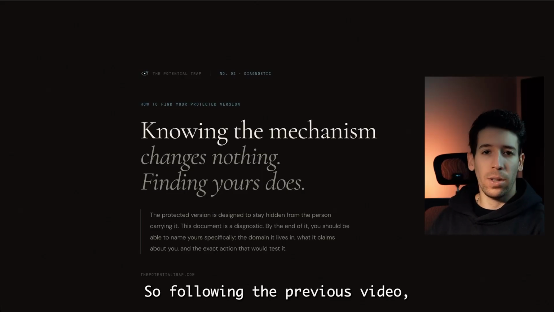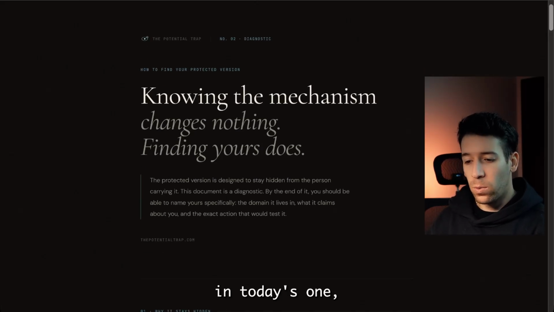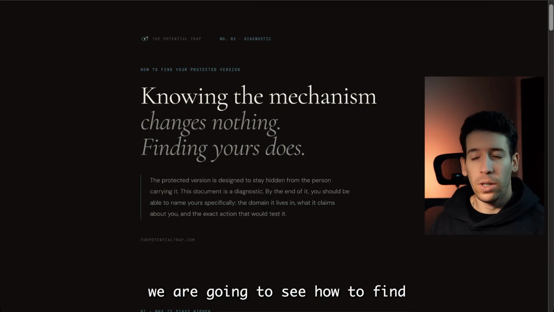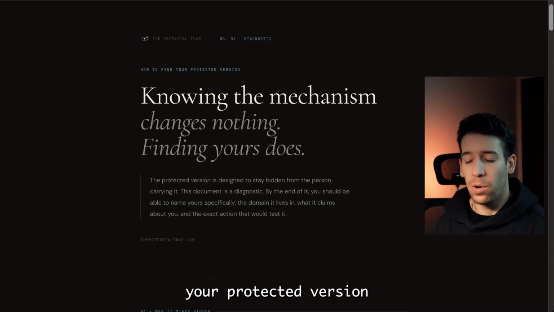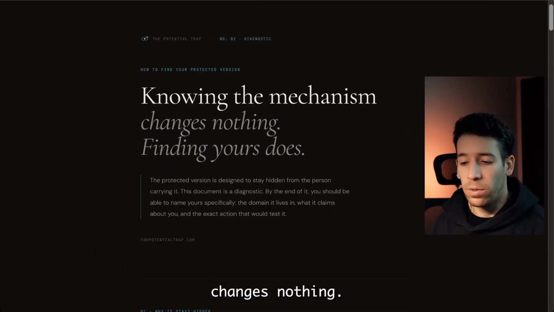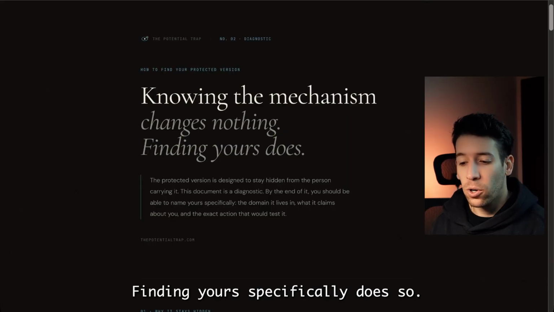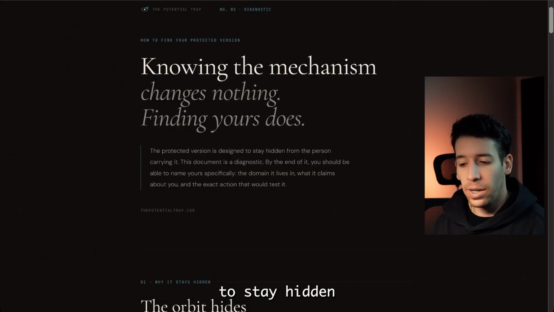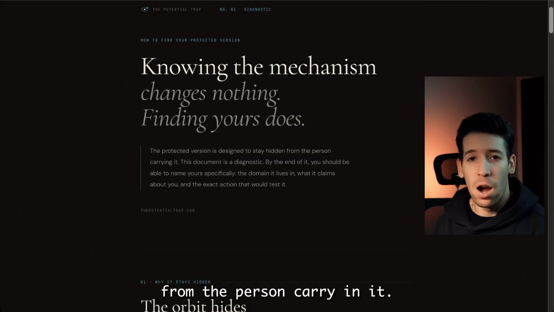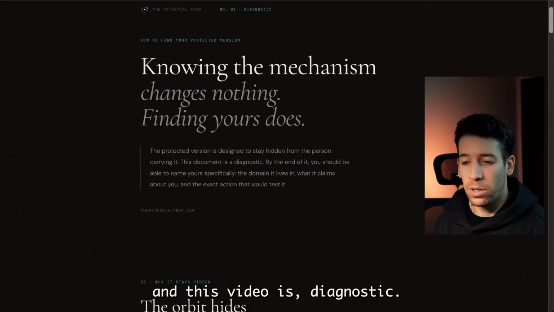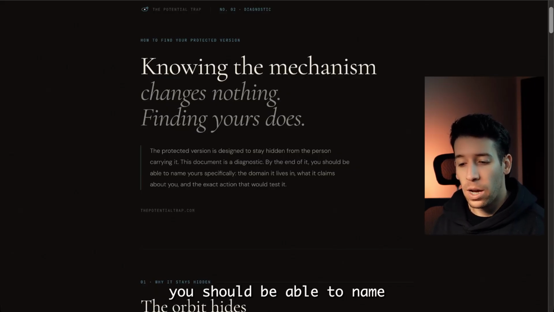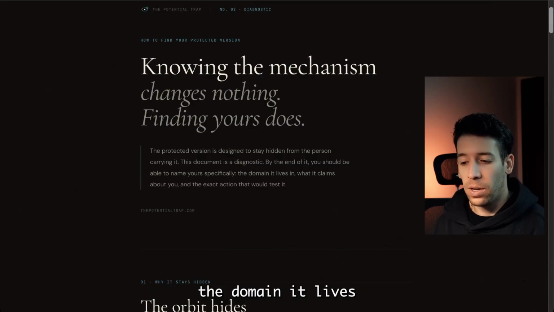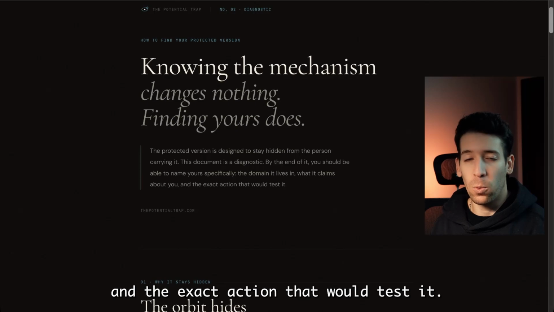So following the previous video, in today's one, we are going to see how to find your protected version, because knowing the mechanism changes nothing. Finding yours specifically does. The protected version is designed to stay hidden from the person carrying it. So this document and this video is a diagnostic. By the end of it, you should be able to name yours specifically, the domain it lives in, what it claims about you, and the exact action that would test it.